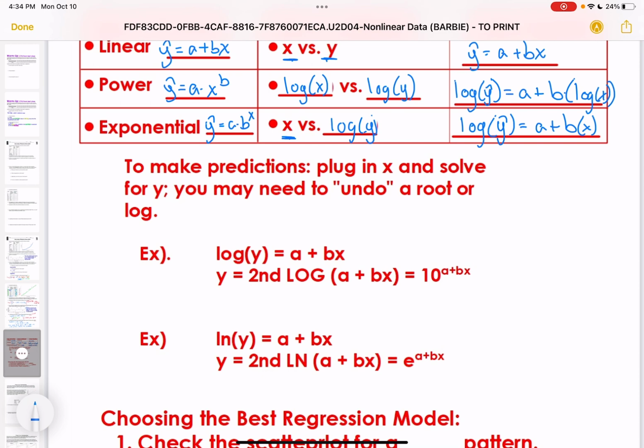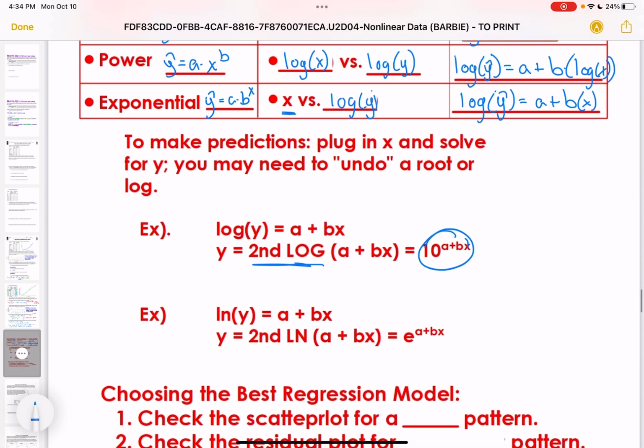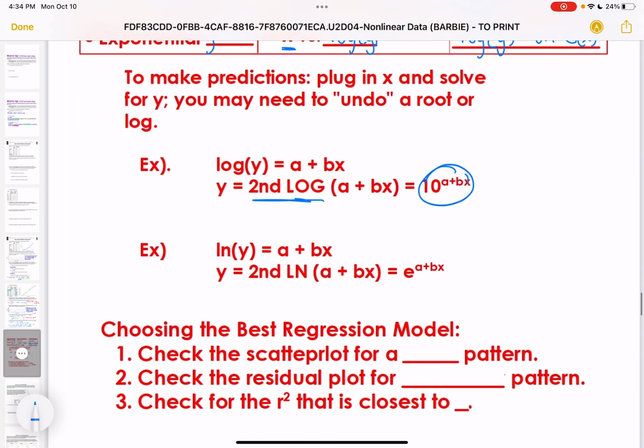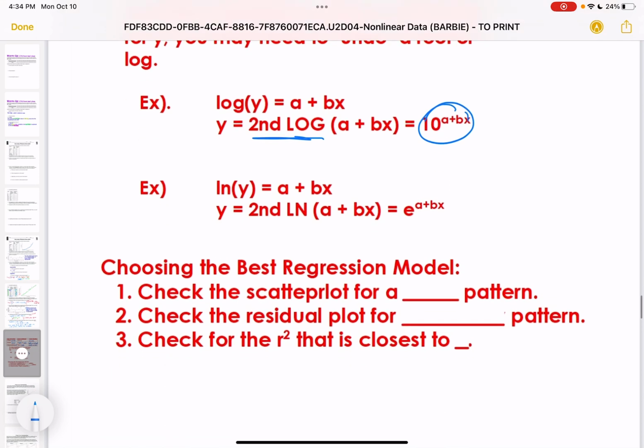Some calculator steps there. We need to make sure that we are raising this to the 10th power, or excuse me, 10 raised to the a plus bx. Solve that. Don't forget this intricate step in the process. We've got to make sure that we do 10 raised to the a plus bx. In this context, you could also use the natural log if you'd prefer, which would give you a base of e.